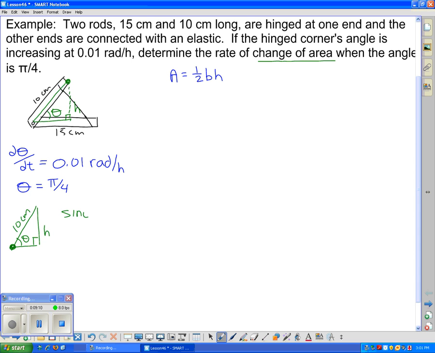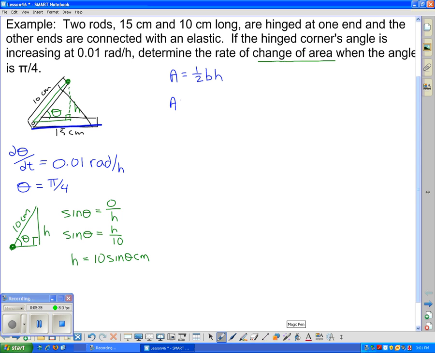So sine theta equals opposite over hypotenuse. Sine theta equals h over 10. So the height of this triangle at any point in time is 10 sine theta, and that's measured in centimeters. So I do know the height of the triangle. And our base, of course, is the one along the bottom here. So the base is 15. So I can plug this information in.